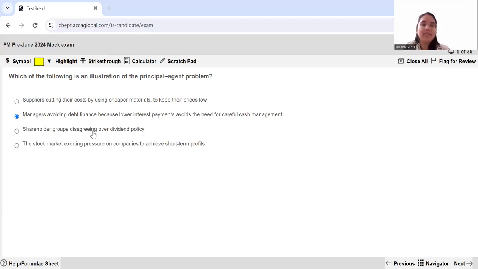Then shareholder groups disagreeing over dividend policy. There is no principal agent relationship over here. Stock market exerting pressure on companies to achieve short-term profits.